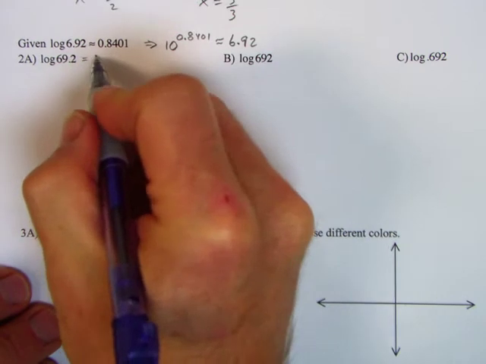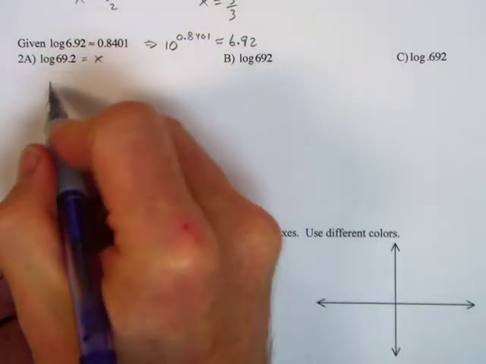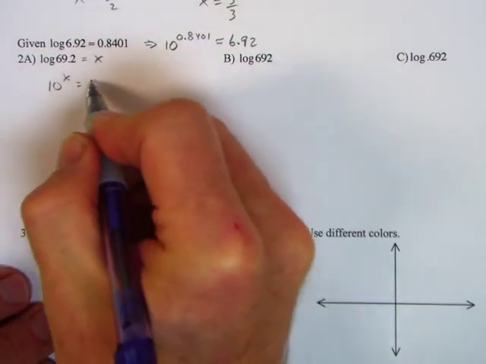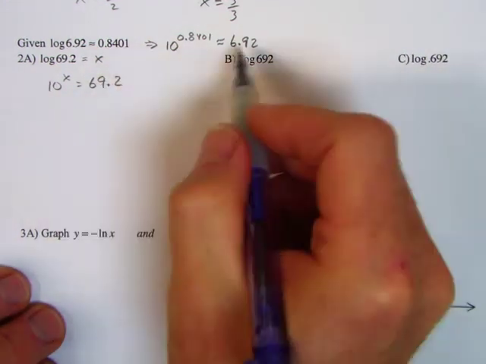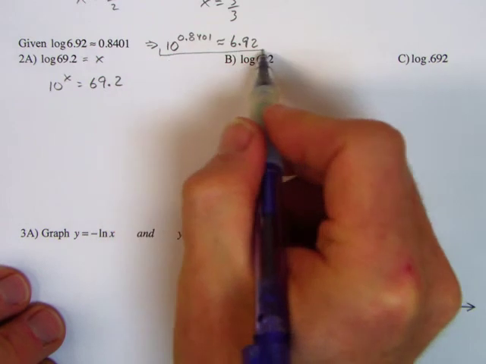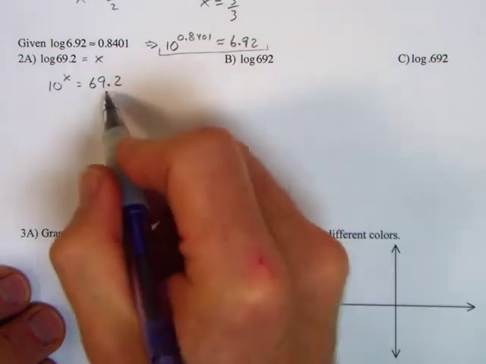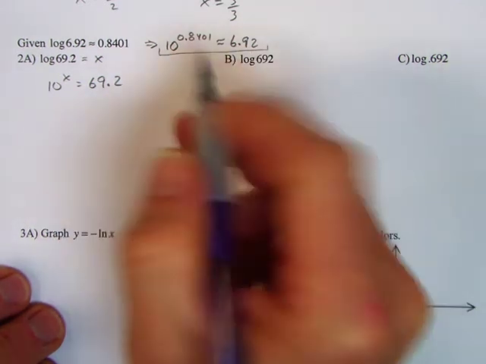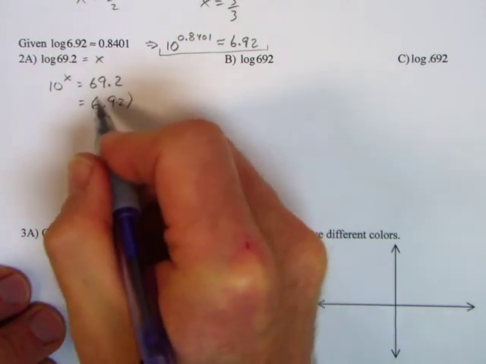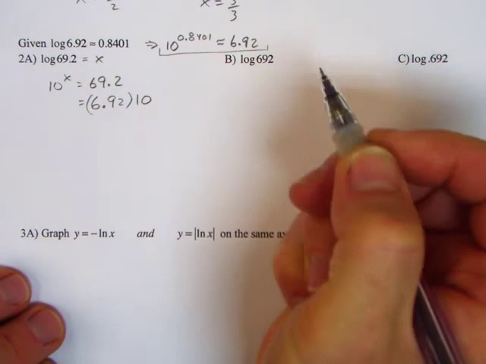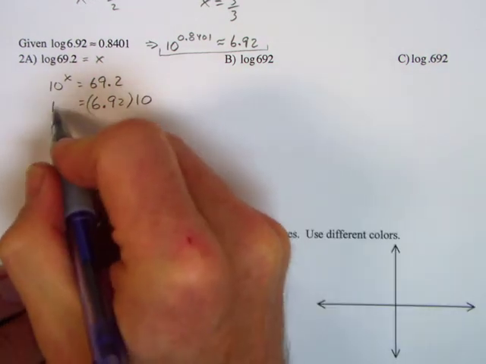So our initial process will start out the same. And we'll have 10 to the x equals 69.2. Now compare that to what we know. We know this equation, that 69.2 is very similar to that 6.92. So let's write it as 6.92 times 10. Why do we want to do that?